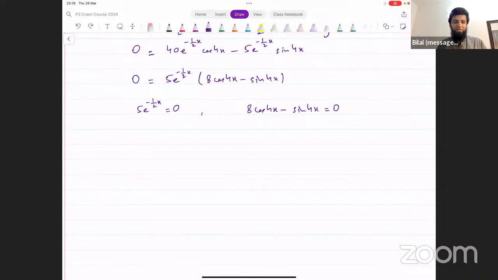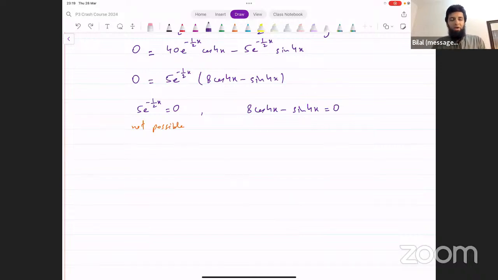Now, the first equation is not going to give us anything because e is a positive number. A positive number raised to the power anything can never give us 0. But you can try that if you want. You can try taking log on both sides. On the right side, you would have log of 0. That's undefined. So basically, you don't get anything from this. This is not possible. From the first equation, you're not going to get anything.